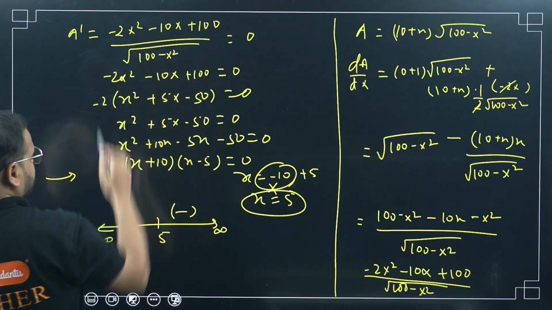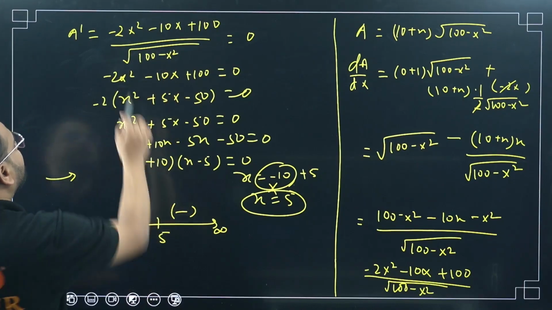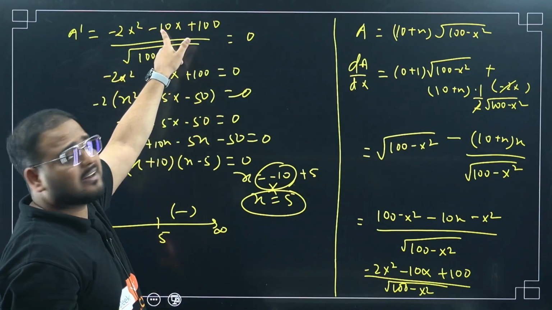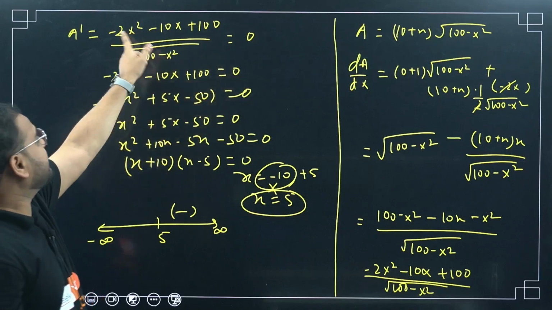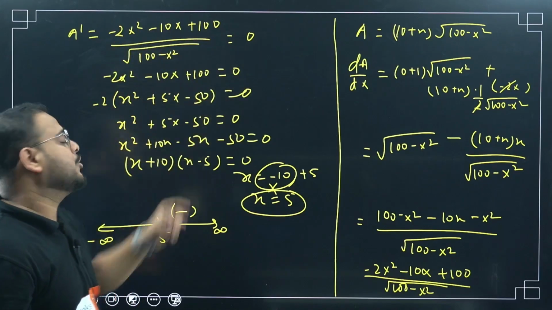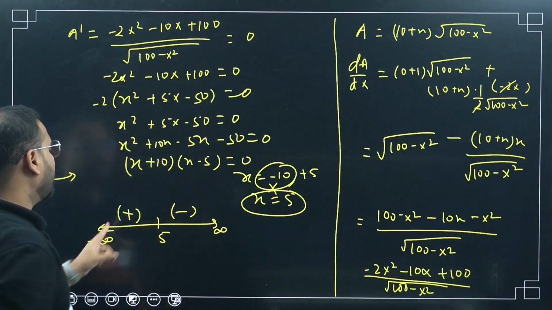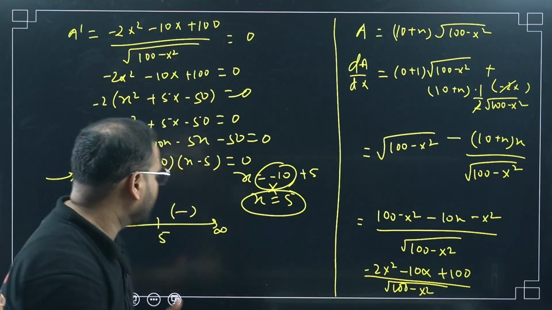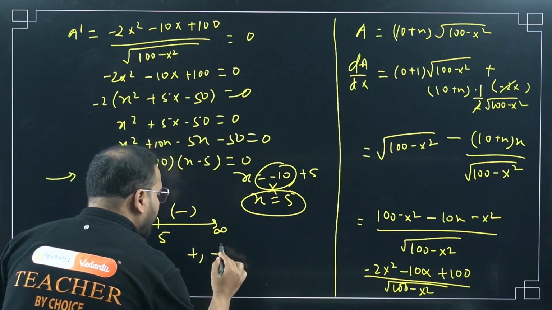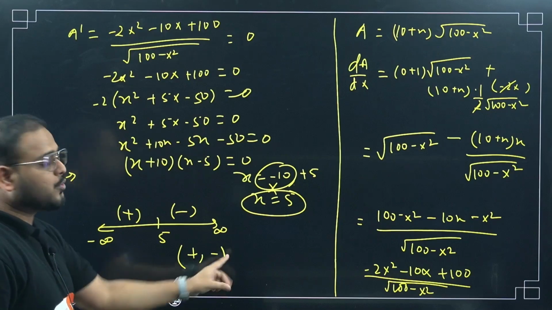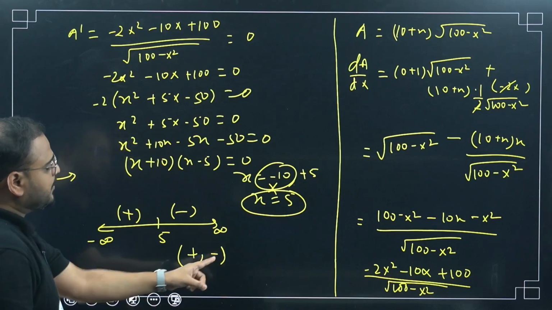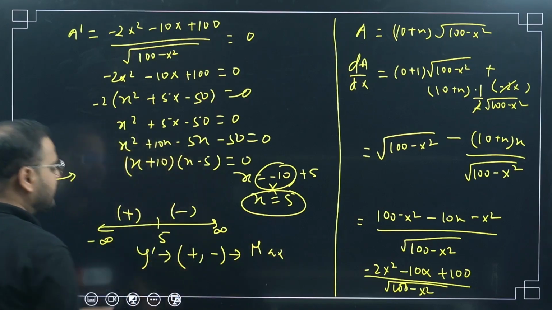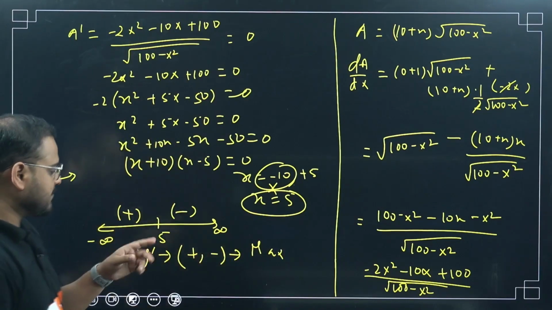What about this part? Before 5, I take it as 4. 4 square, 16. 16 times 2, minus 32. 4 times 10, minus 40. Minus 40, minus 32, minus 72, which is less than 100. So, again, positive. See the trend now: plus to minus. For the first derivative test, we have to check the trend. The derivative is plus to minus. Plus to minus means maxima.